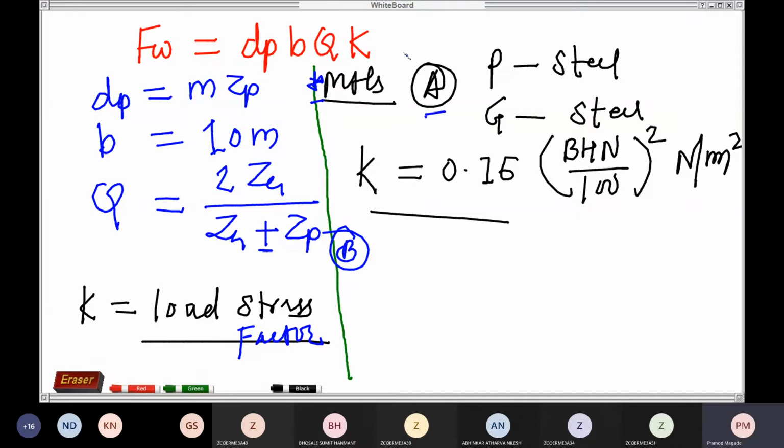So first condition, I have called it A here. First condition, write down: when the pinion is made up of steel and the gear is made up of steel, then the value of the load stress factor is, write down, K is equal to 0.16 times BHN by 100, bracket square.